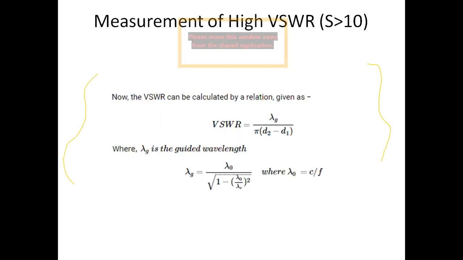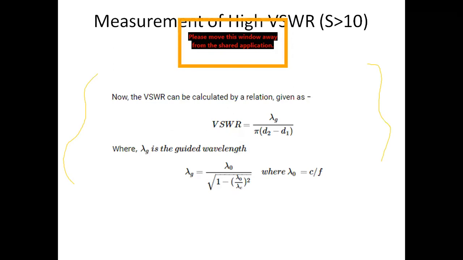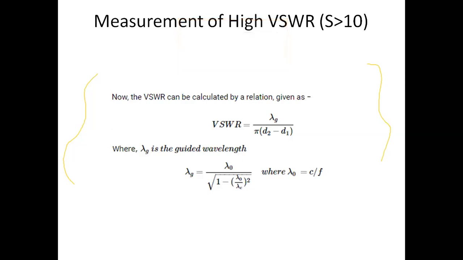So by using this double minimum method, we can find the value of VSWR using the formula lambda g divided by pi into (D2 minus D1). D1 and D2 are the places where we are getting the minima. D1 is the first minima, and D2 is the place where we are getting the second minima. Lambda g is the guided wavelength.